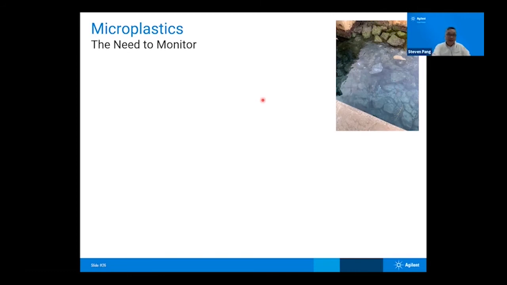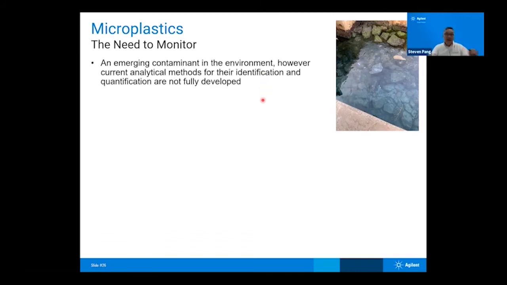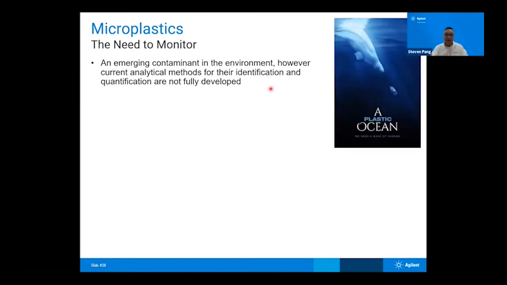Okay, and microplastic is really an emerging contaminant in the environment. However, the problem is that their identification and quantification are not fully developed. Scientists all over the world today are rushing to first standardize on a method to identify and quantify. All right, the infrared, a 50-year-old technique, is coming to the rescue as well. Okay, doing our small part to address this.